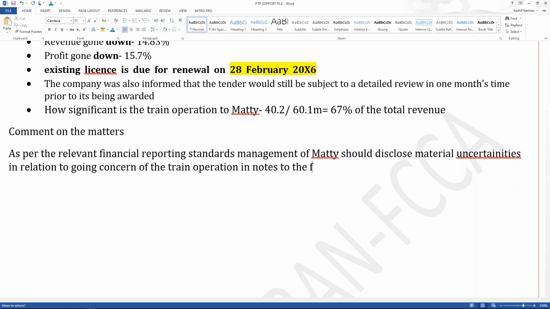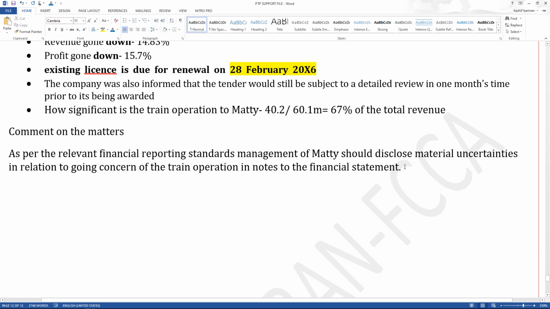In the notes to the financial statement. I hope you all agree, IAS 1. I'm not naming IAS 1 here, but that is the requirement of IAS 1, Presentation of Financial Statements, that you should disclose the material uncertainties relating to going concern in your notes to the financial statement. So is that the accounting treatment of IAS 1? That as per the relevant financial reporting standard, the management of METI should disclose material uncertainties in relation to the going concern of the train operation in the notes to the financial statement.